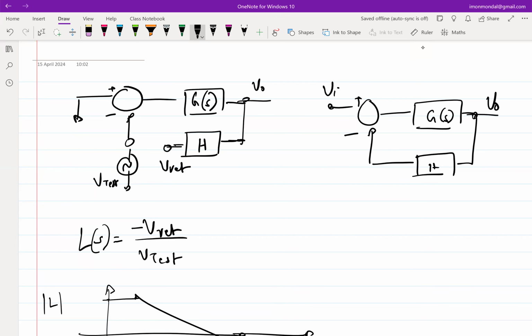Why are we not applying that V-test on that positive? You can apply it anywhere, doesn't matter. It's not necessary that you have to apply it here. In this block diagram, you can as well break it here and apply it. You will get the same GH, right? Ultimately, if you go around the loop, what are you going to get? So you are going to get here minus V test. You are going to get G times V test, negative of that. And this will be minus GH times V test.